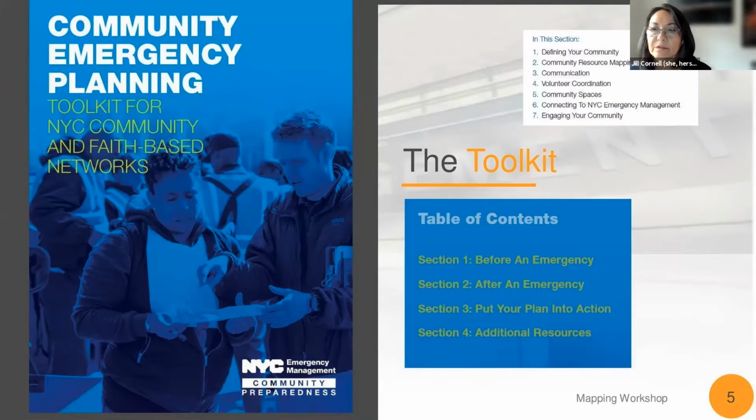On the right of your screen is the table of contents section of the toolkit. It's very simply laid out. There are 4 sections, and each section has chapters in it, if you will. Section 1 is before an emergency. Section 2 is after an emergency. Section 3 is putting your plan into action. And section 4 is additional resources. Once again, you will get the link for this online toolkit when we send out our resources next week.